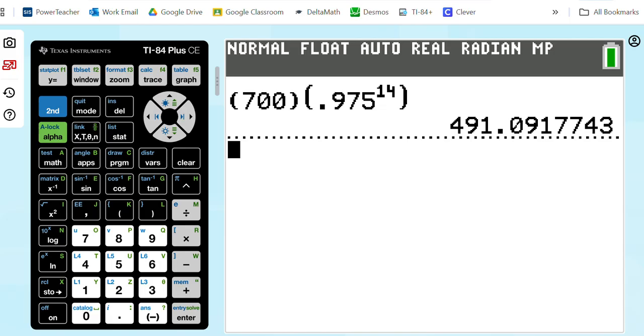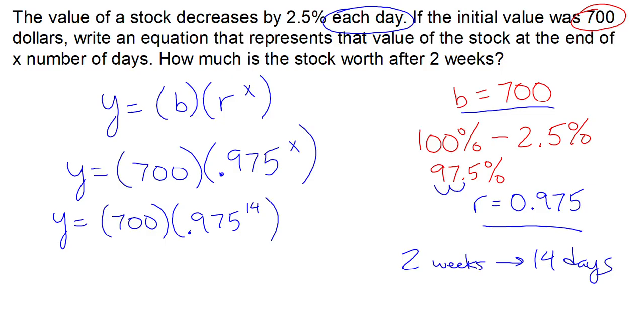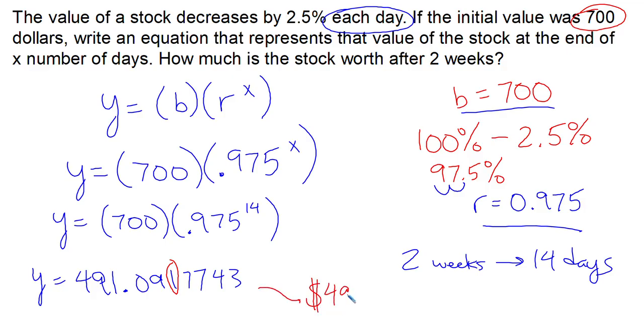$491 and some change. So not a great investment for us here. So this ends up being $491.091773. And again, we'll look at our third decimal to round to the nearest cent. Since that's less than 5, we will just leave this as $491.09.